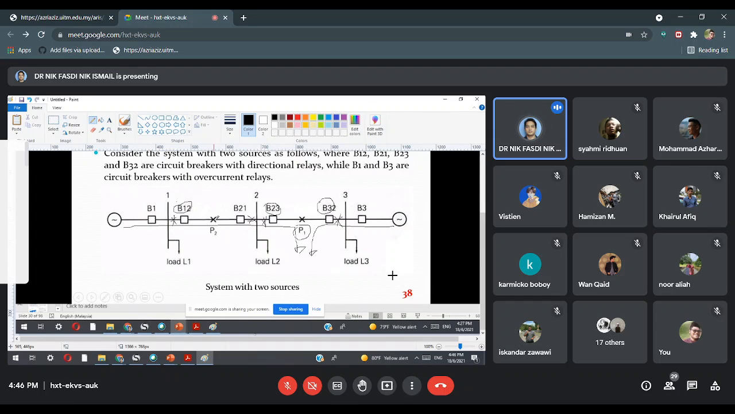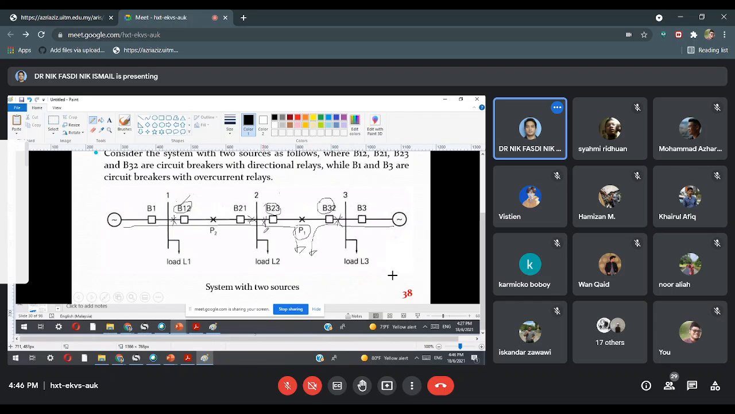So whatever current akan flow. So whatever is B12 akan jadi forward. Ingat forward. Ini akan jadi reverse. Kenapa reverse? Because equipment you, relay you belakang pada breaker kan, dia jadi reverse. Ini jadi forward dan dia akan stop dekat fault. So forward and this one juga sama.